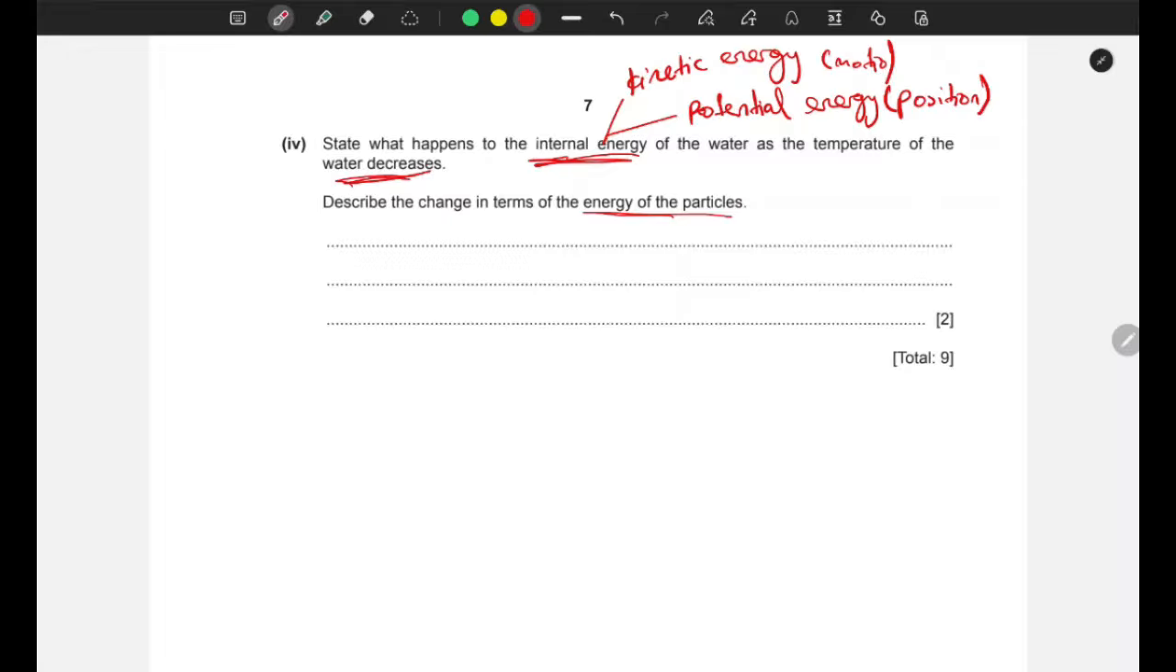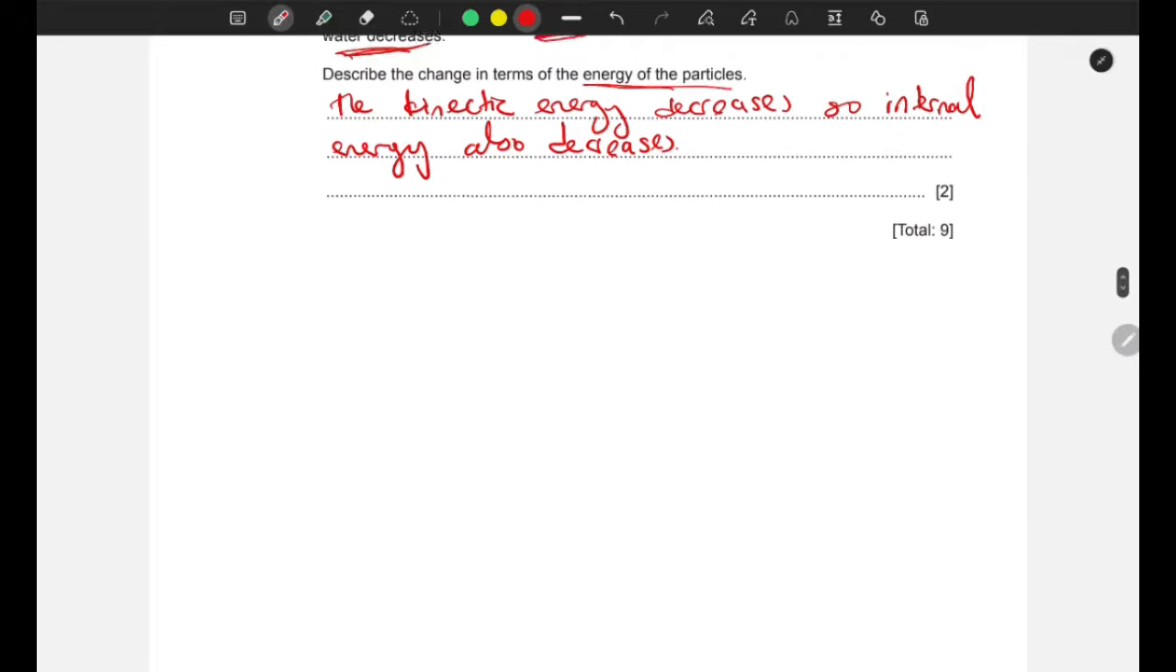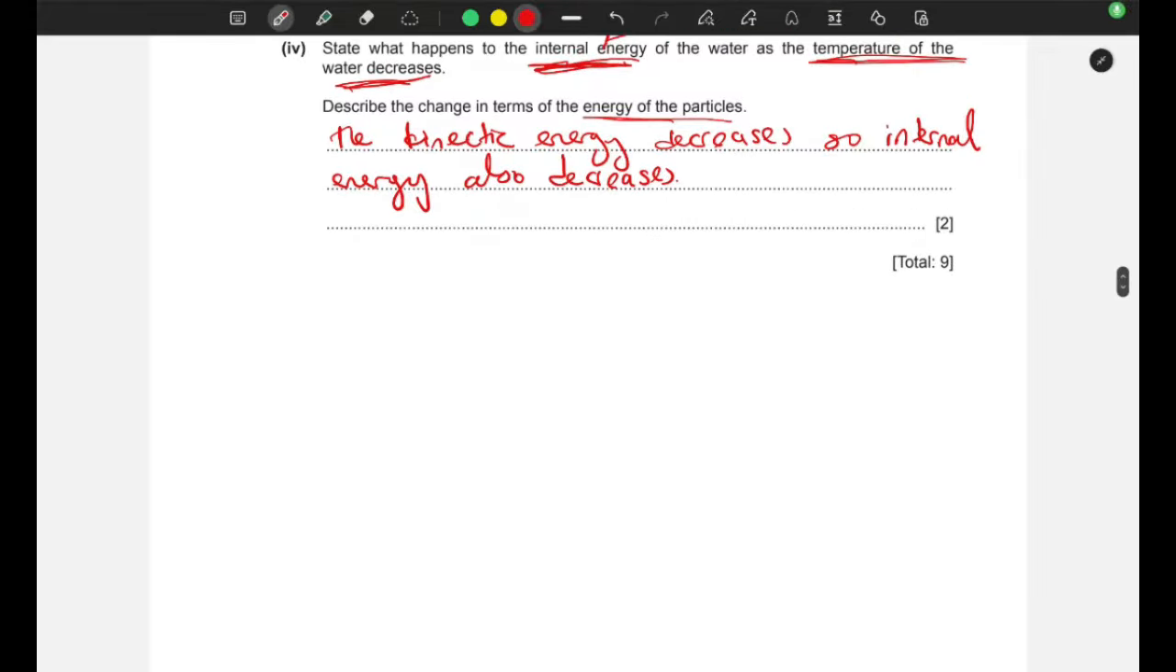So when the temperature decreases, that means the kinetic energy decreases. This is because the temperature decreases. So when the kinetic energy decreases, since internal energy is dependent on the kinetic energy, internal energy also decreases. That's going to be our answer. Let's go to the next question.